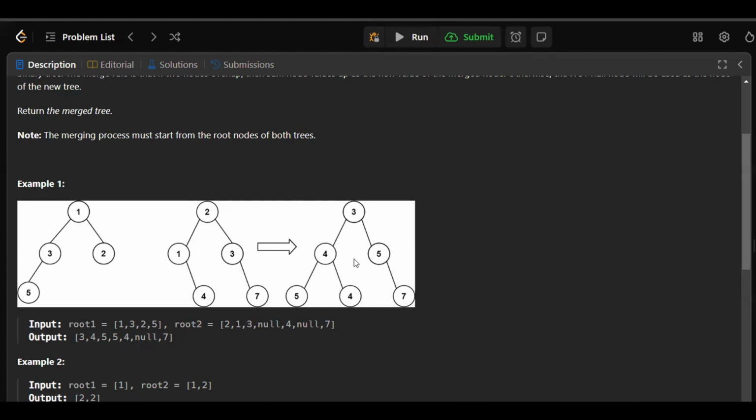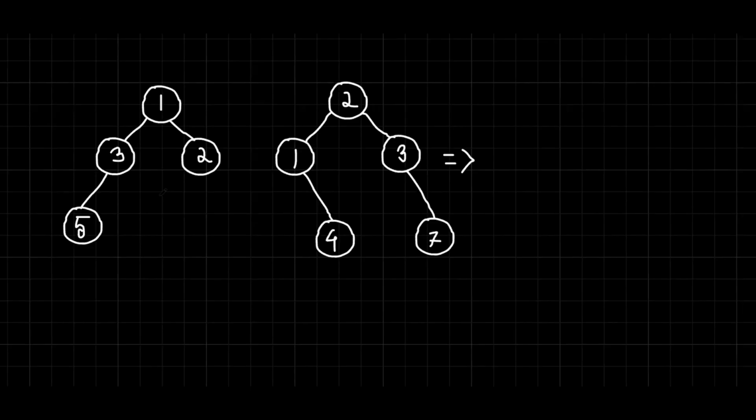Now let's move on to the algorithm. In this problem, to understand the algorithm, we have taken this example, which is described in example 1. Now here, we have to use the DFS function to solve this problem. Now let's see how we can solve it. We will start the DFS function at the roots of both of the trees. Now here, this root value is 1 and this root value is 2. So we have to make the new root value, which is 3, the summation of both of them.